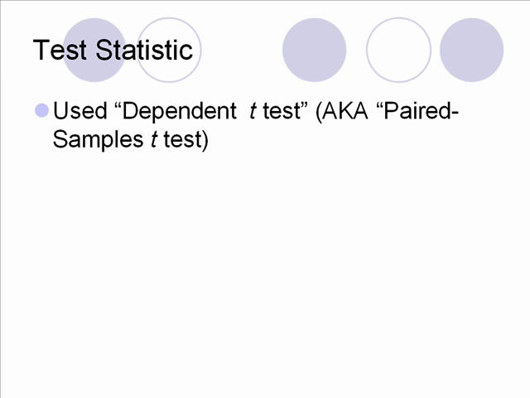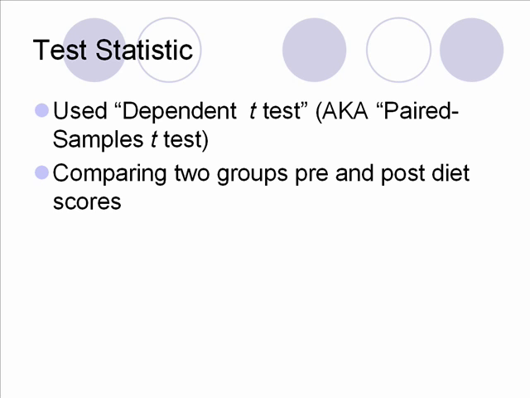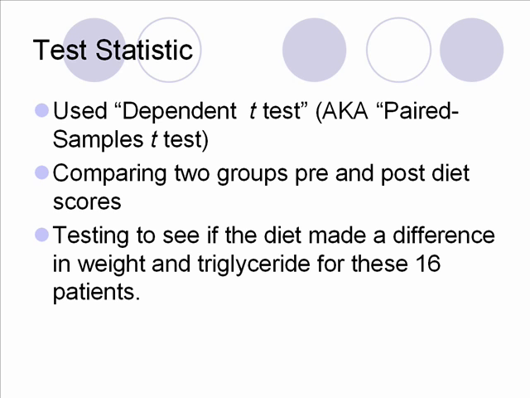Okay, we used a statistical test, and we're going to talk about this test a little bit more next week. We used a dependent t-test, which is also known as the paired sample t-test, which again is a way to determine if there's a difference between group A and group B. And I'm not going to tell you the variables because I want you to determine that. We are comparing two groups. We had a pre and post-test score, diet scores on here. And we're testing to see if the diet made a difference in weight and triglyceride for these 16 patients.